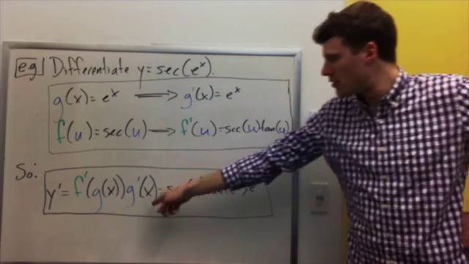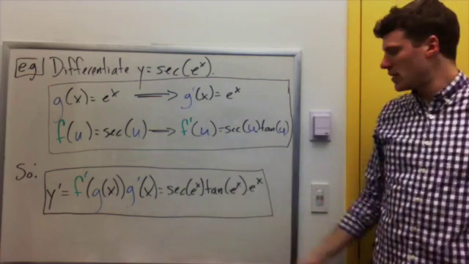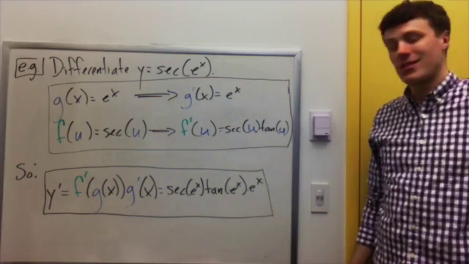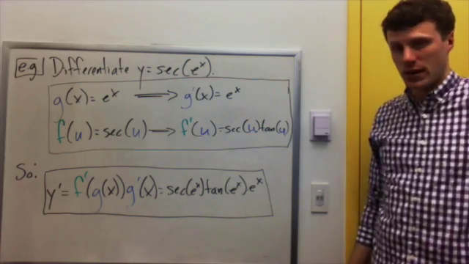Then I multiply by g prime of x. G prime is just e to the x. That goes right there. My final answer is secant of e to the x, tangent of e to the x, times e to the x.